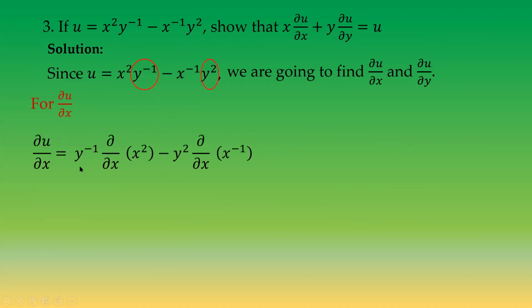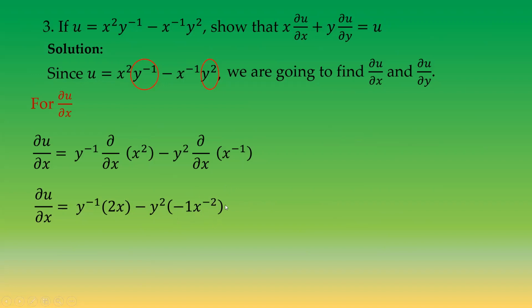So ito ay constant, y raised to negative 1. So differentiate natin ngayon yung x squared with respect to x. Minus, rewrite yung y squared, yun ay constant. Then differentiate x raised to negative 1. Then we have y raised to negative 1. Derivative ng x squared ay 2x, minus y squared. Derivative ng x raised to negative 1 ay negative 1 times x raised to negative 2.